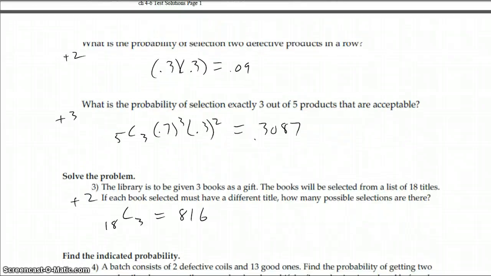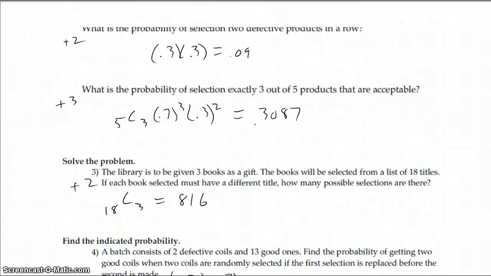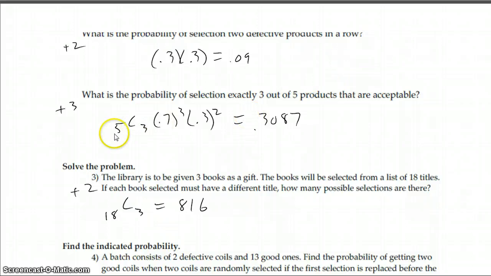On this one is 3 out of 5 exactly, so this is a binomial, so 5C3, this is all the different ways that could happen, and this is the probability of that event. So we went 3 good, 2 bad, so 0.7 to the third, 0.3 to the second, multiplied times the different ways it can happen, and we get 0.3087.